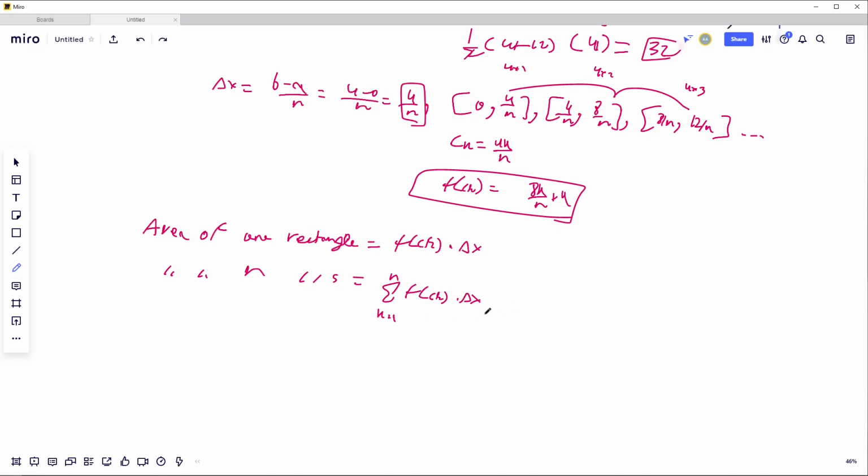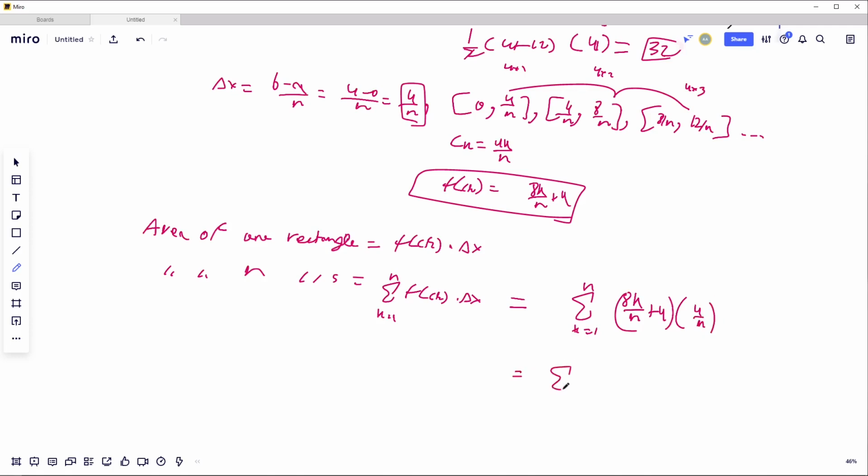So yeah, if you do the summation, you're going to end up with summation of k, f of ck is 8k plus 4 over n, times delta x, which is 4 over n. Actually, let me just write this much clearer. So 8k over n plus 4 times 4 over n.